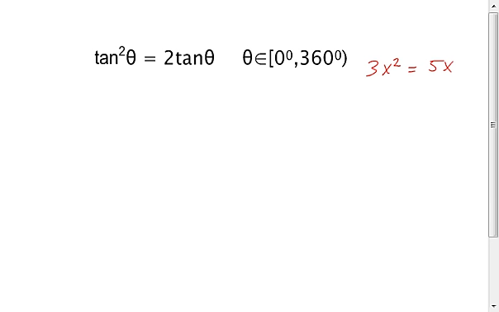If I divide by x on both sides, this is what not to do. If I divide by x on both sides, I get 3x is equal to 5, and then I would get the solution x equals 5/3. But this equation is a linear equation, and it only has one solution. So by dividing by x, I changed the degree of the equation from a quadratic equation to a linear equation. Quadratic equation, you're expecting two solutions. A linear equation, you're only expecting one.